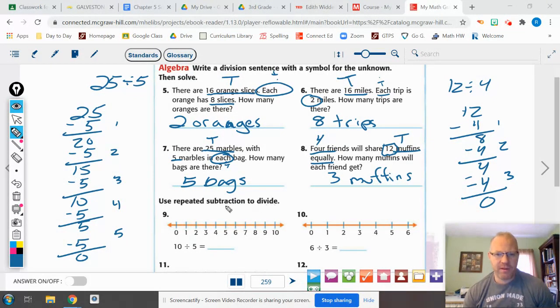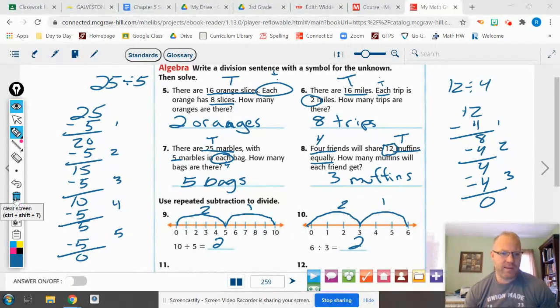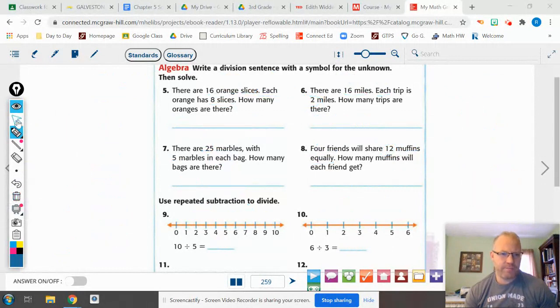Use repeated addition or repeated subtraction to divide. 10 divided by 5. So we're going to count out 5 at a time. 1, 2, 3, 4, 5. 1, 2, 3, 4, 5. How many times? 1, 2. The answer is 2. 6 divided by 3. 1, 2, 3. 1, 2, 3. So we had 2 times. If you need these answers, pause the video.